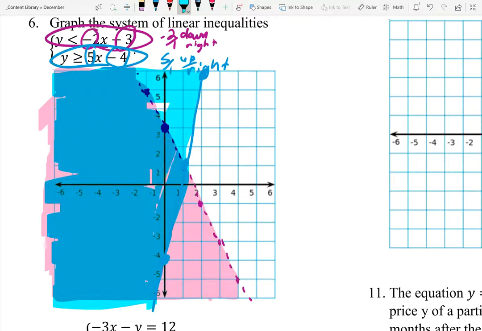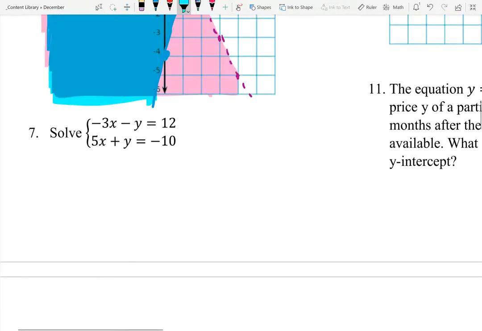So be able to understand the slope-intercept form, be able to understand open or dotted lines or solid lines. Make sure you understand which direction to shade. Understanding those things is going to be key to picking the right one.